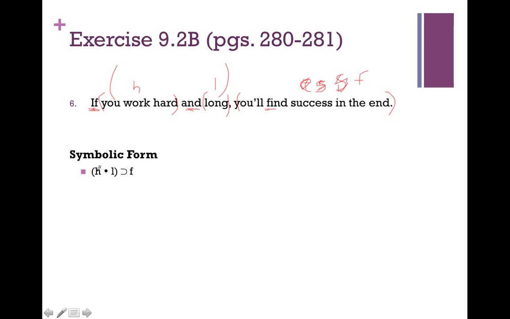Now, I want to point out here that the antecedent to this hypothetical, or this conditional, is this entire thing, H and L, hard and long. That is the antecedent, and the consequent is just F. So this is how we symbolize this proposition.